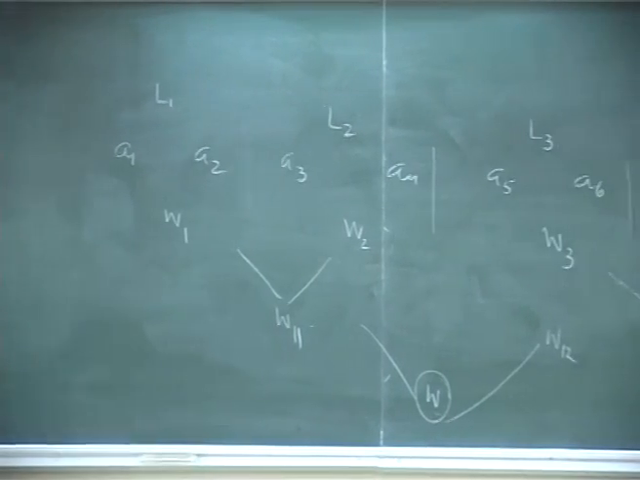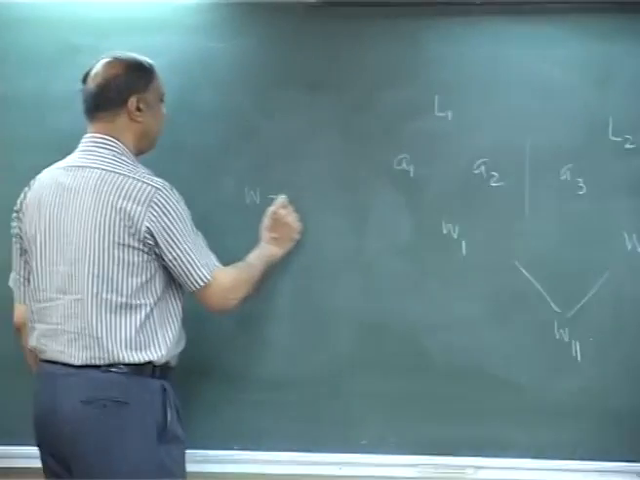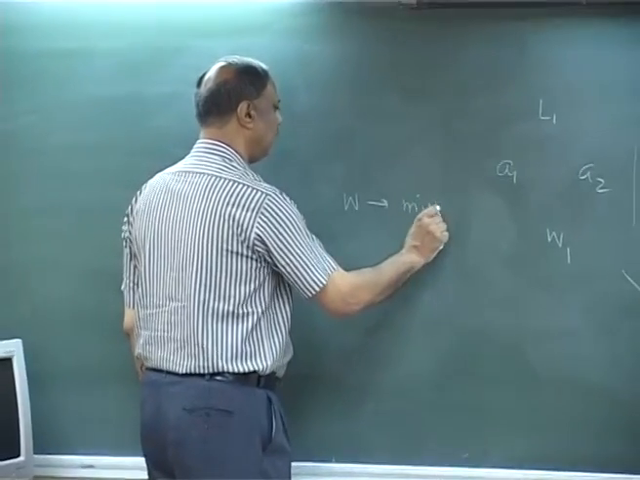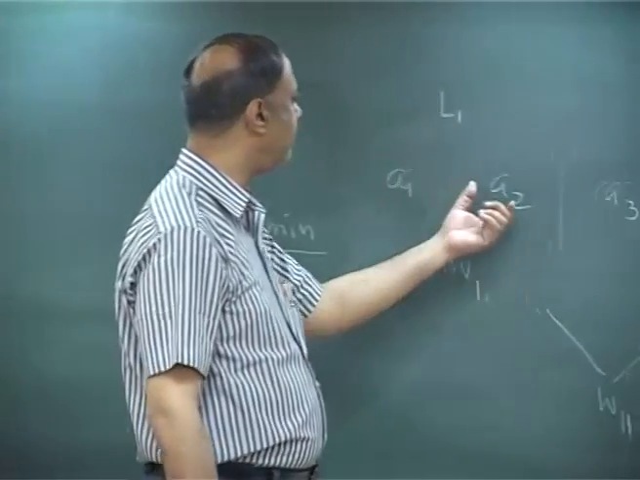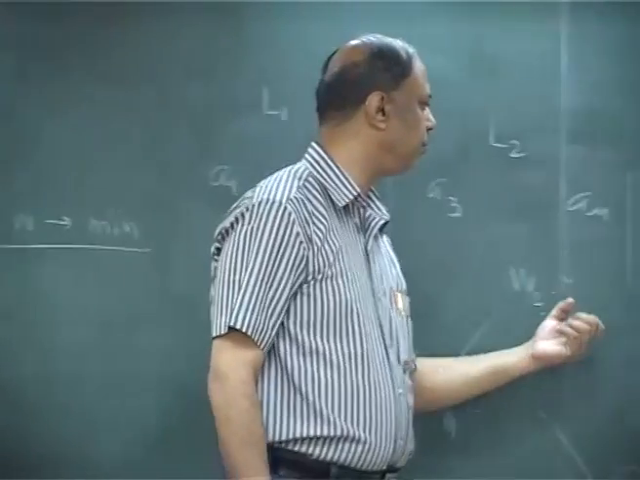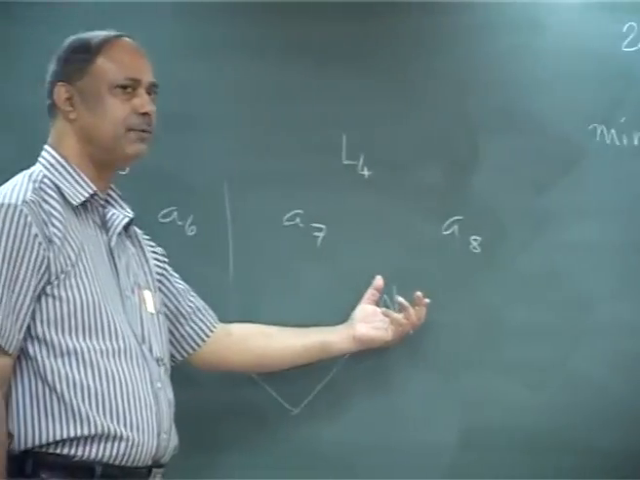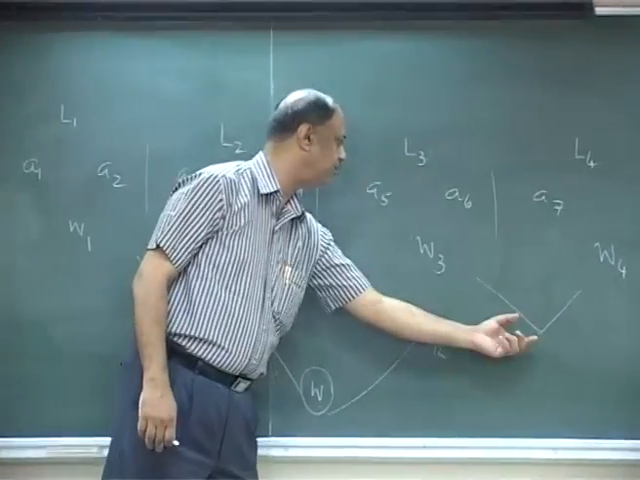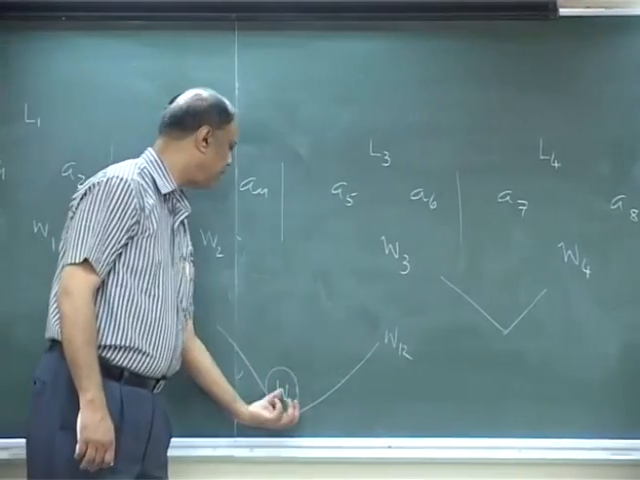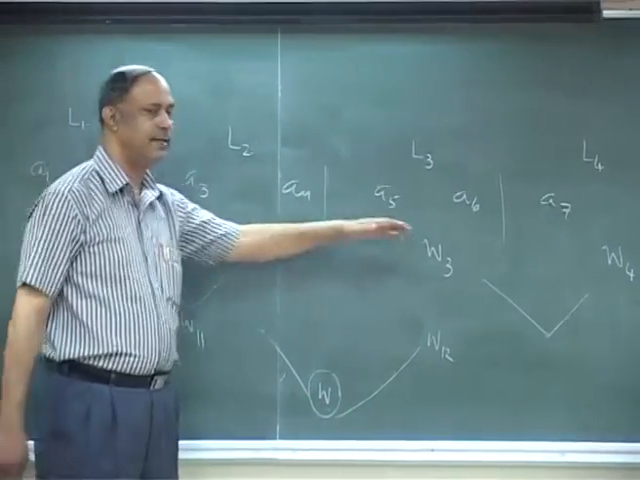Now replace W by min. What happens? This gives you the minimum of these 2 elements, minimum of these 2 elements, minimum of these 2 elements, and minimum of these 2 elements. Now the minimum of these 2 elements is here, minimum of these 2 elements will be here, and minimum of these 2 elements is the minimum of all these 8 elements.